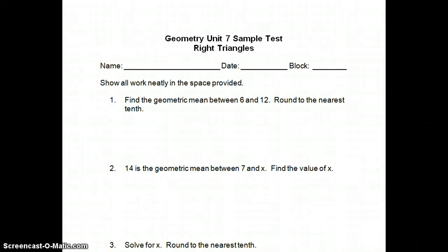Okay, this is your Geometry Unit 7 sample test review on right triangles. Number 1, find the geometric mean between 6 and 12.